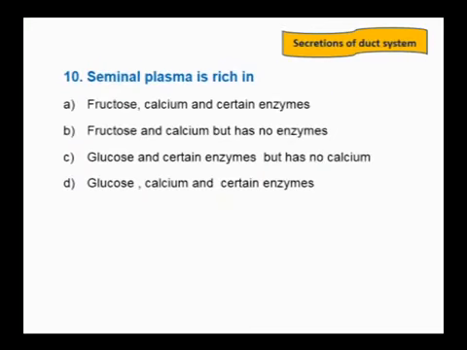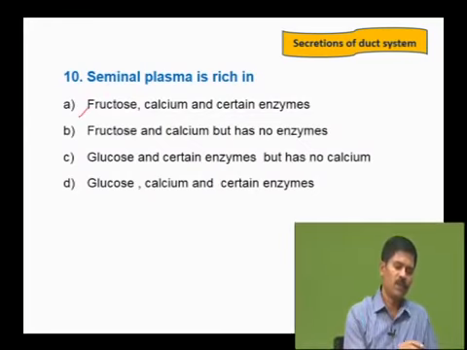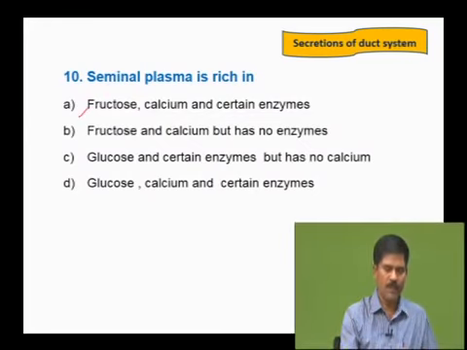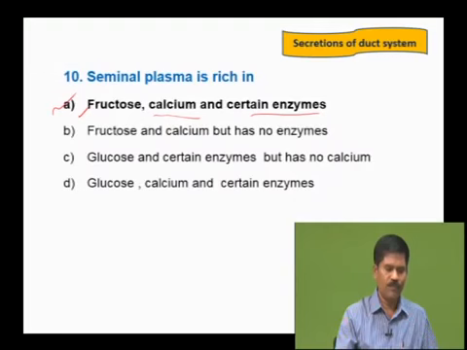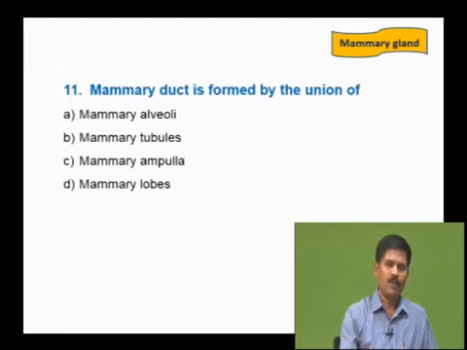Seminal plasma. Seminal plasma is rich in fructose for providing nutrition or energy for sperms. It is also composed of calcium as well as bicarbonate ions for providing alkaline medium. It also contains enzymes such as fibrinogens, prostaglandins, etc. So therefore, this is the right option and the rest are wrong. Coming to the next one, mammary duct is formed by the union of.